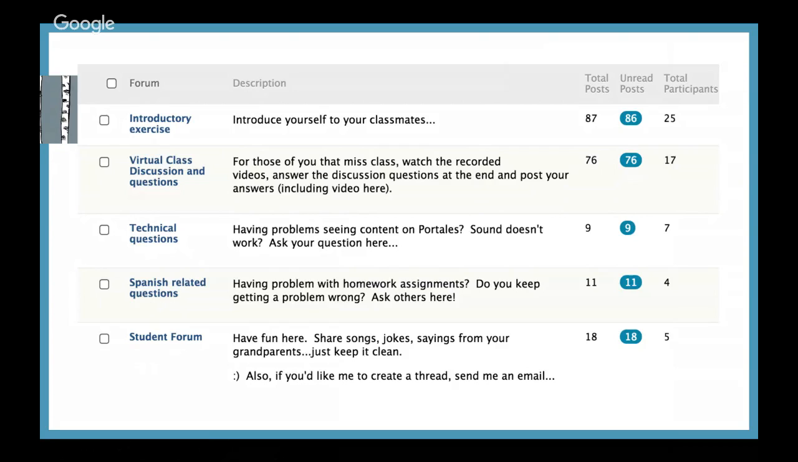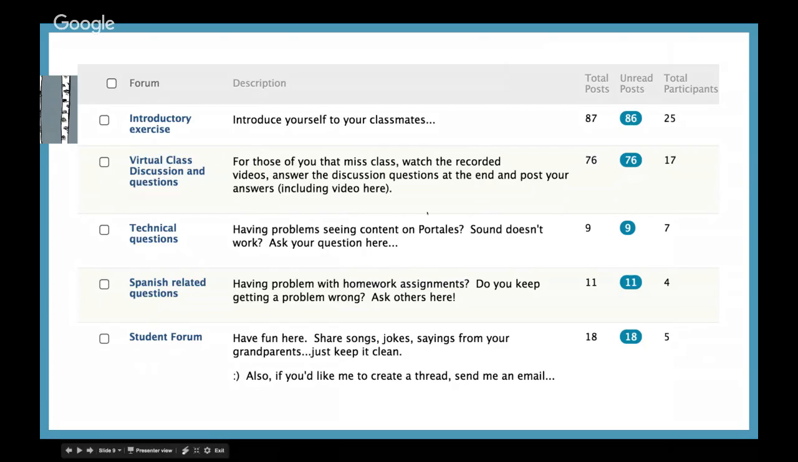And those are a kind of technical question forum that seems to have, there's 9 posts, so 7 of the 25 or so people in the class have had technical questions. There's a student forum where you can just kind of joke around. Some students really benefit from that. It looks like about 20% of students are actually engaging in that. But if you see, that's actually the third most active forum of the 5.